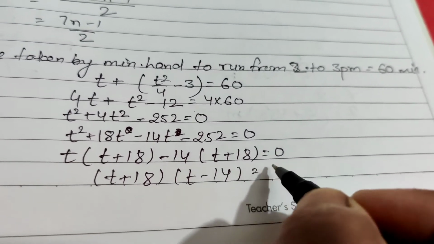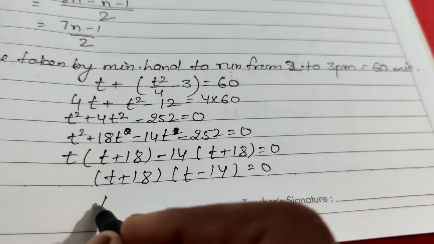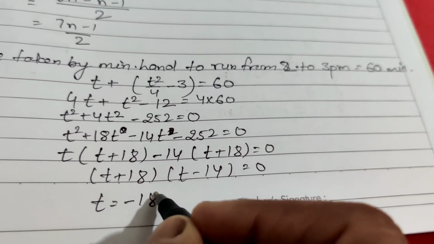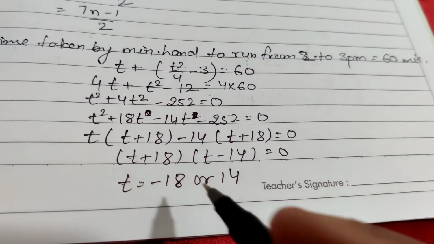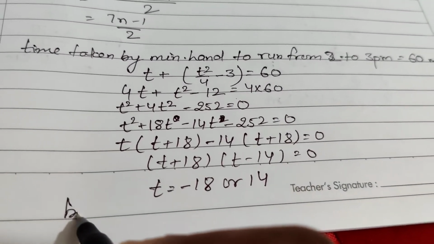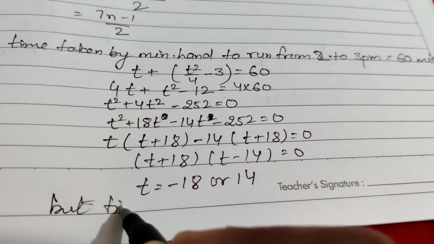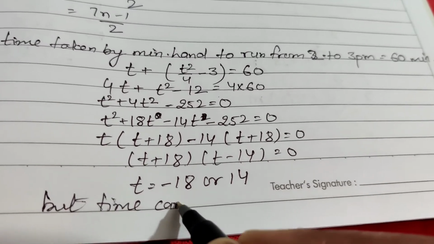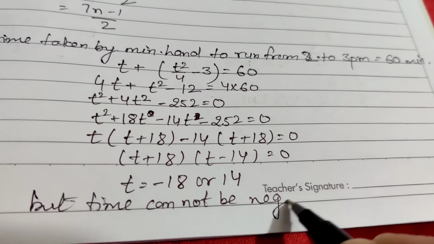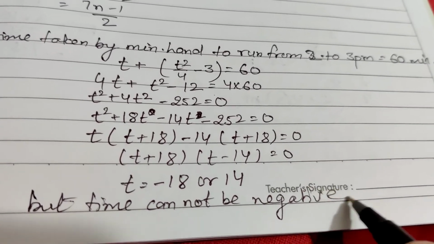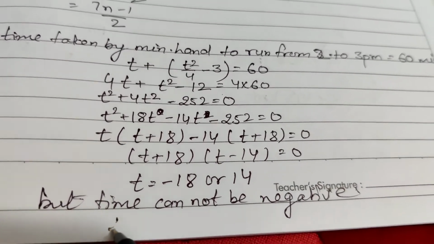The values of t are equal to minus 18 and 14. Time cannot be negative. Therefore t equal to 14.